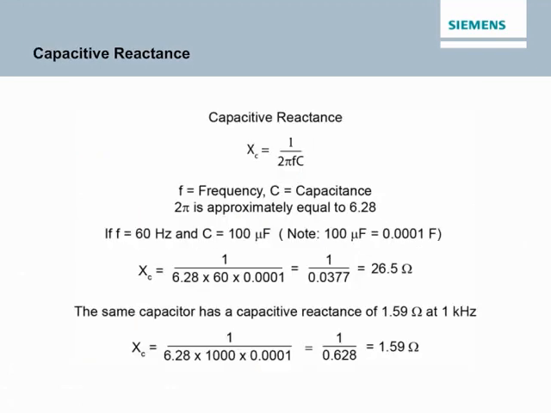Capacitors also oppose current flow in an AC circuit. This opposition is called capacitive reactance. As shown in the accompanying graphic, capacitive reactance is equal to 1 divided by 2π times the frequency times the capacitance. Therefore, the larger the capacitance or the higher the frequency, the smaller the capacitive reactance.